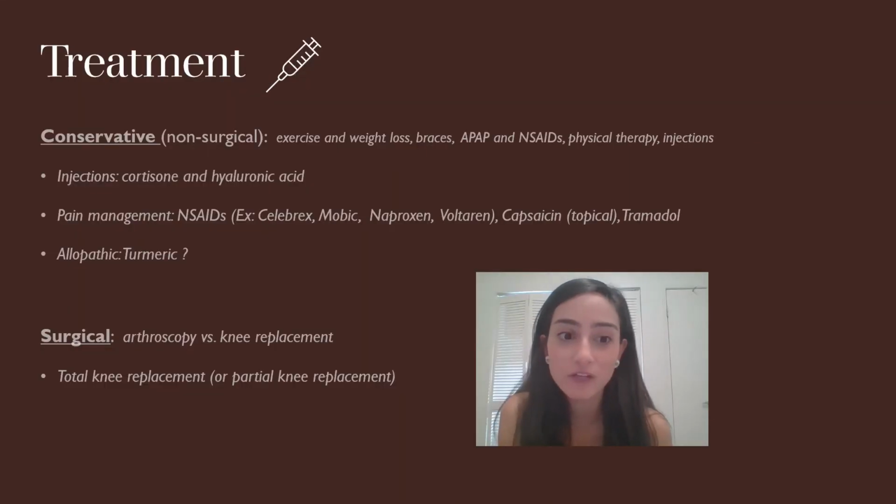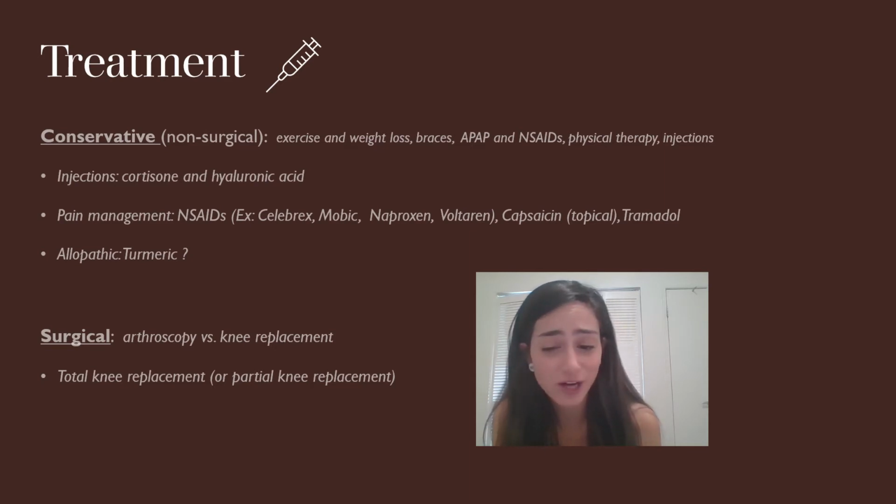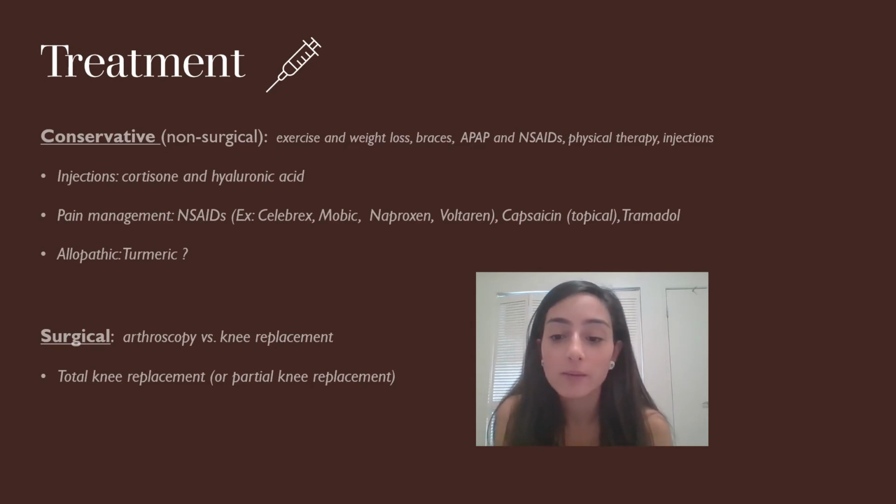All right, so you've done all the hard work and you finally diagnosed your patient with arthritis. So now it's time to talk about the treatment with your patient. So the treatment breaks down into conservative or non-surgical and surgical treatment options. Typically, we'll start with the conservative treatment options, especially if you haven't really tried anything yet. So conservative options include exercise and weight loss, braces, Tylenol, anti-inflammatories, and other medications, physical therapy, and injections.